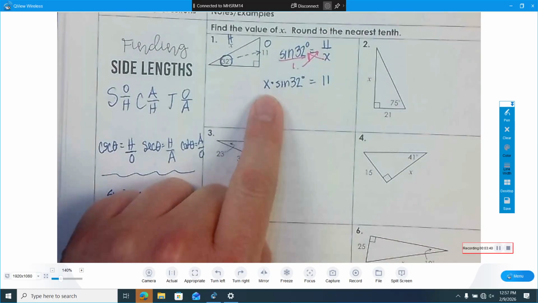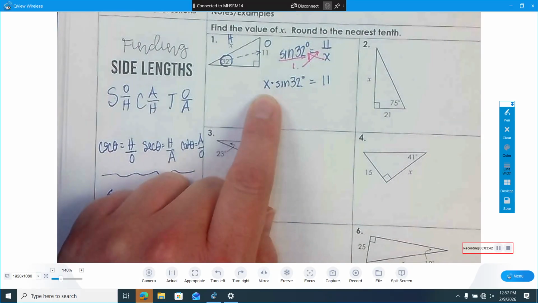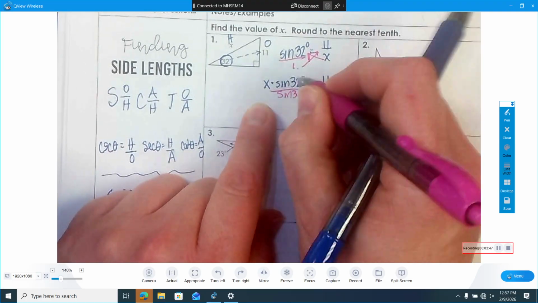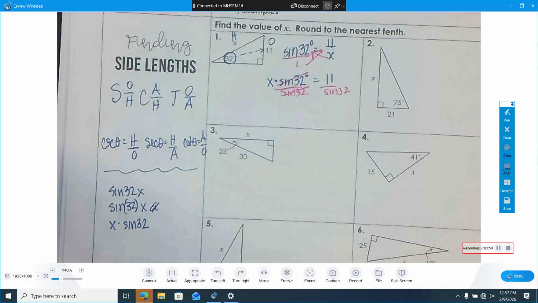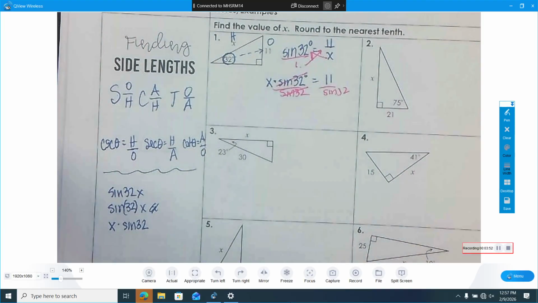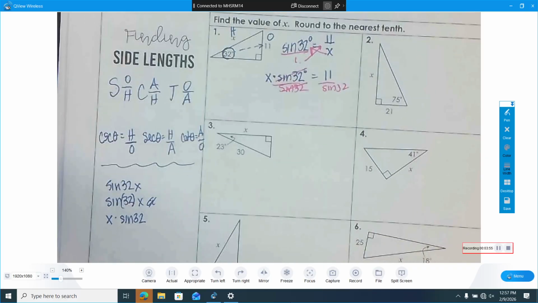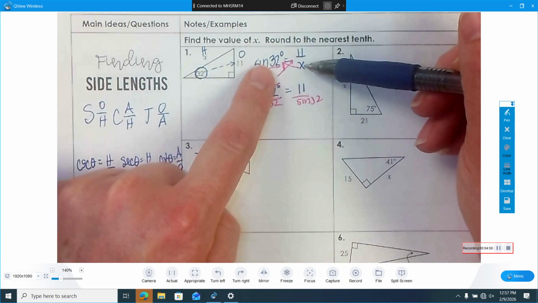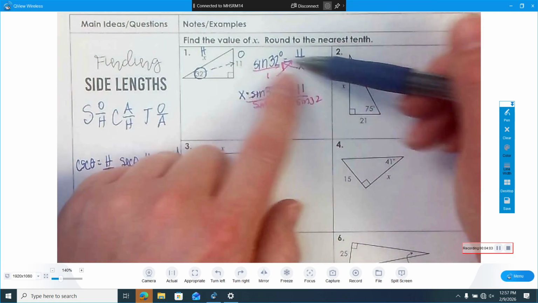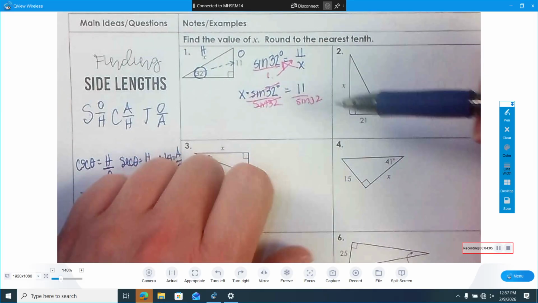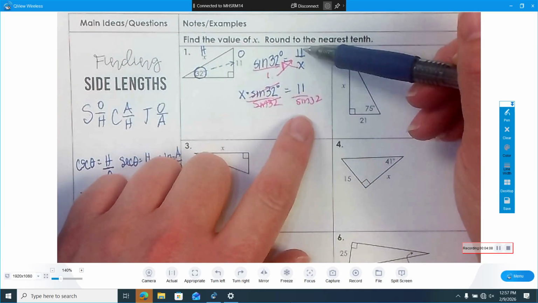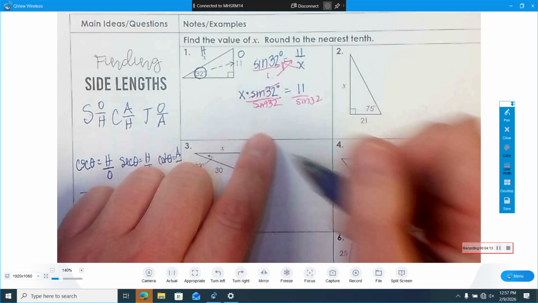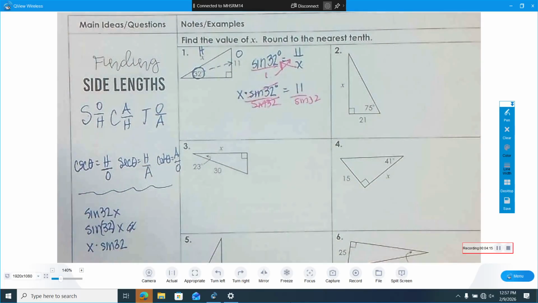And then how do I get x by itself? Divide by the sine of 32, which you should have learned last year in geometry. You'll notice here what happened. The x and the sine of 32 ultimately just do a little position swap. You can see we started with 11 over x, and the x and the sine of 32 just swap positions. So that is a shortcut, and you can just plug that into your calculator.